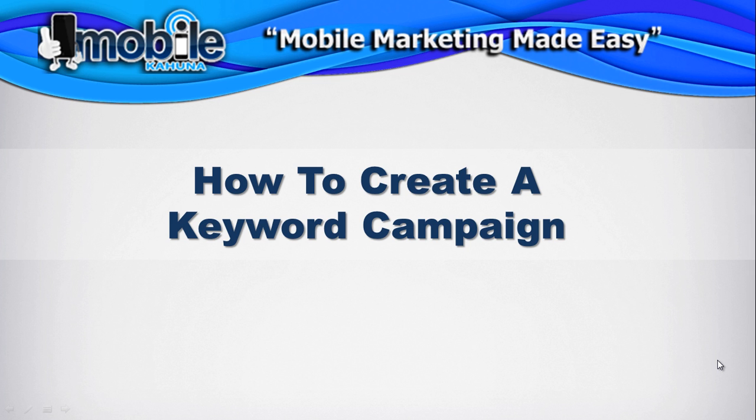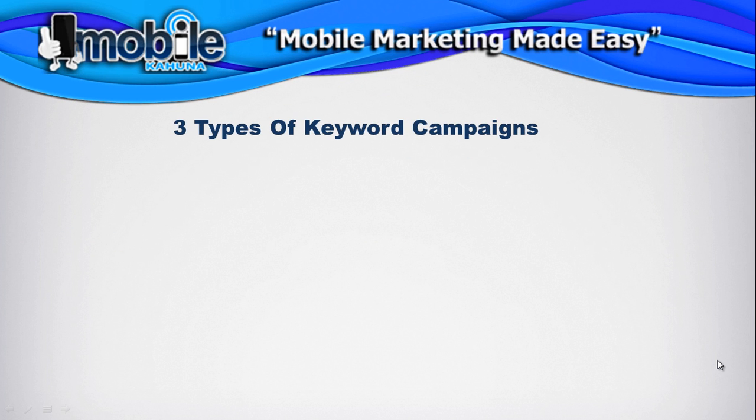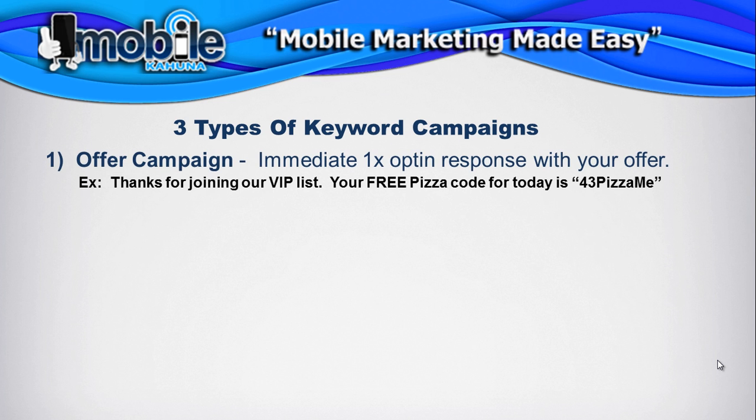Now, when you first got your mobile marketing number, you were given a choice to choose a keyword campaign for that number or a contact campaign. So if you've chosen a keyword campaign, let me show you how easy it is to create a campaign. But before we do that, it's important to know that we've given you 3 types of keyword campaigns to choose from. The first is called an offer campaign.